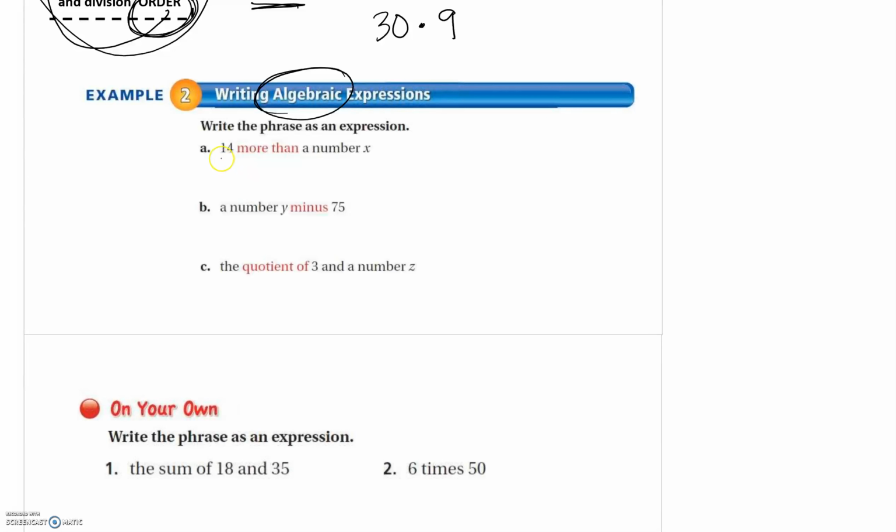So let's look at what we have. 14 more than a number x. I'm going to have my number x, and I want more than, so that's addition, and I have 14. A number y minus 75. So this again, I have minus, which means subtraction. Pay attention to order. So a number y minus 75. We can write it just how it's said.